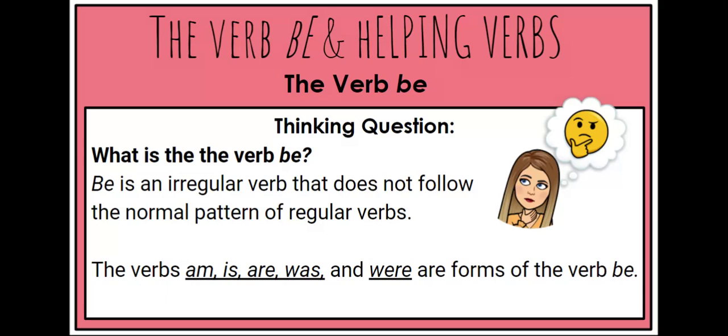It is irregular, which means not regular, and so we actually use this verb form, probably all of the different forms of it, in the course of the day. We just were maybe not really aware of what it was until now, but we need to know what it is. The verbs am, is, are, was, and were are forms of the verb be. And I know that we use these on a regular basis every day, many times a day.